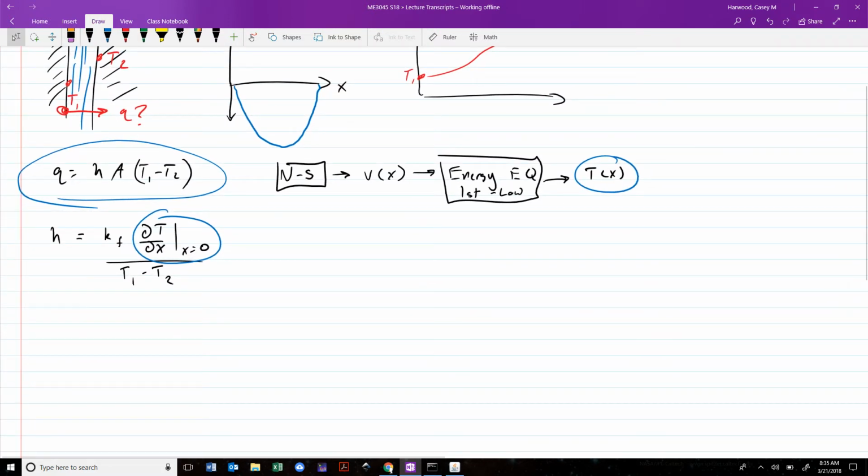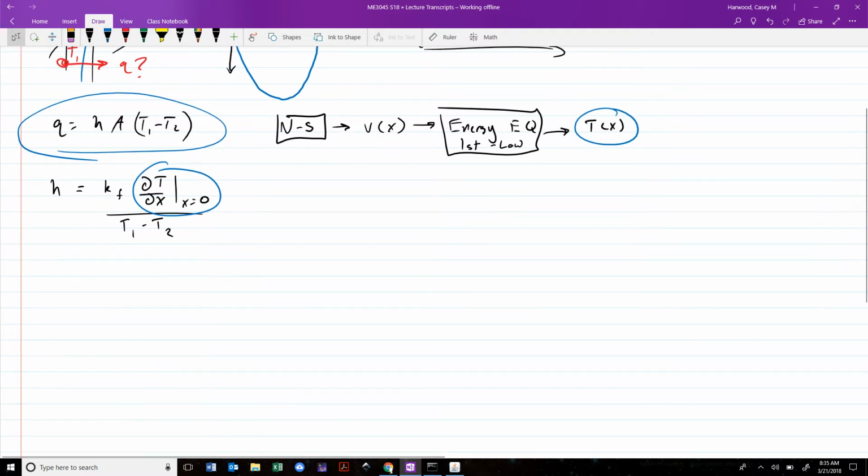So, what do we do when we want Q, or when we want H in order to find Q, in more of a day-to-day setting? The answer to that is using scaling-based approaches.